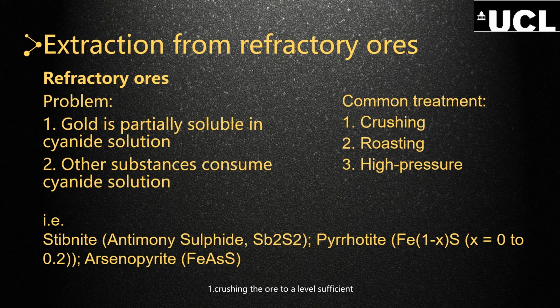Firstly, crushing the ore to a level sufficient to make the gold practically susceptible to cyanide corrosion. Second, through the roasting process in order to open up the gold content to attack by cyanide solutions and to eliminate sulfide. The last method is to use a high pressure reactor to accomplish oxidation. After that, cyanidation can be performed to dissolve and extract the gold after the oxidation is completed by the above method.